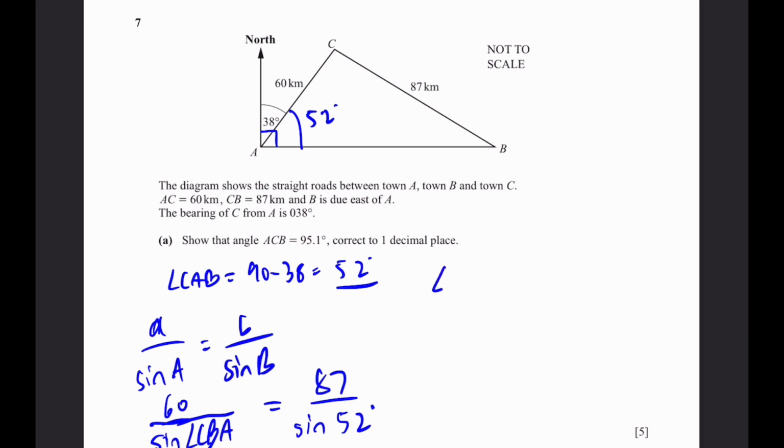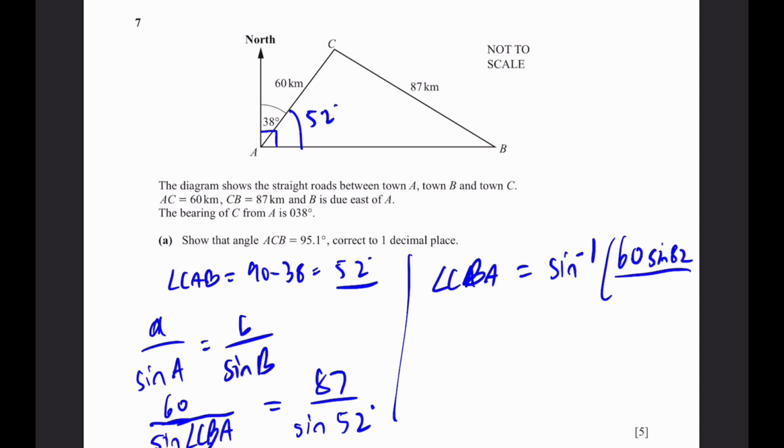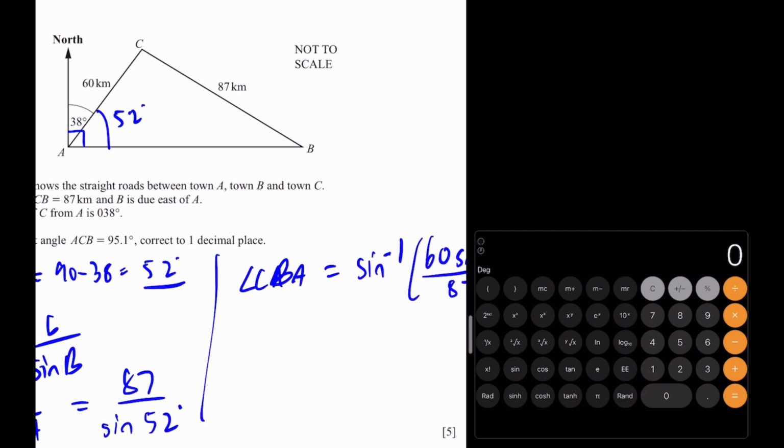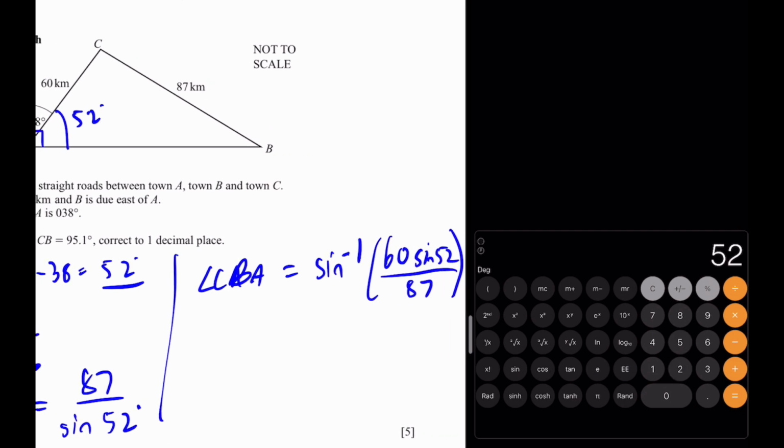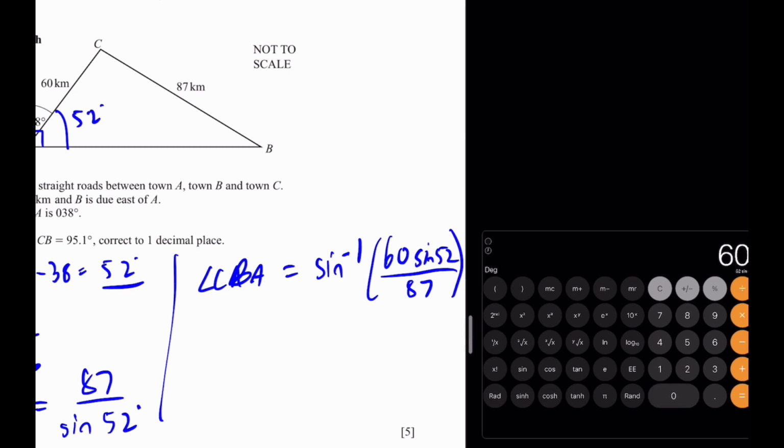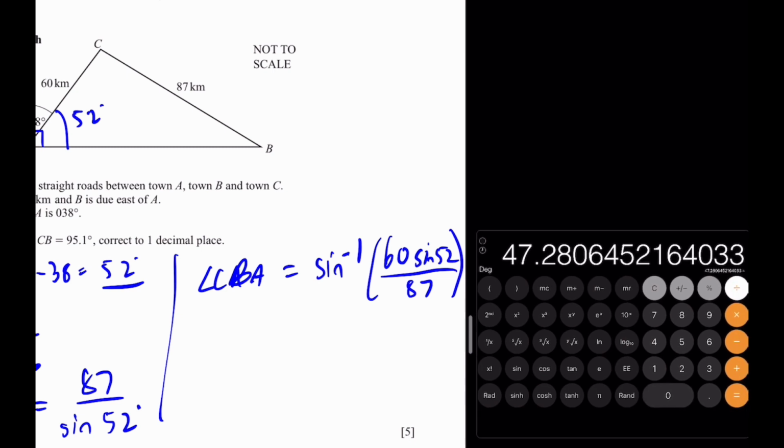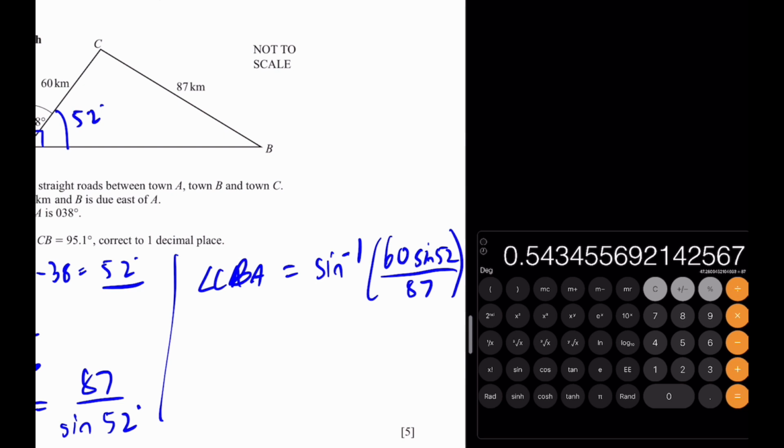Now angle CBA, if we did correctly, will be sine inverse of 60 times sine 52 divided by 87. Oh yeah, sorry, it's 52. Anyway, let's get a calculator out. There we go. So sine 52 times 60 divided by 87. There we go. Now sine inverse to get 32.9 degrees.